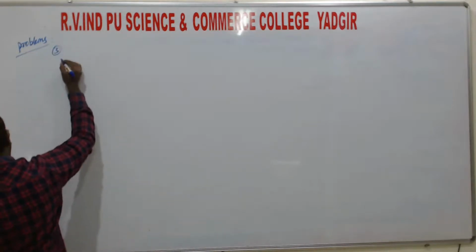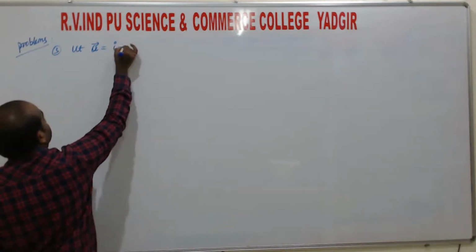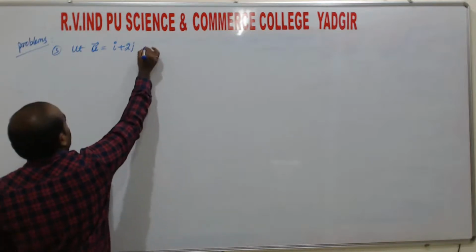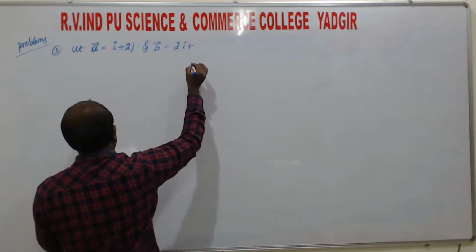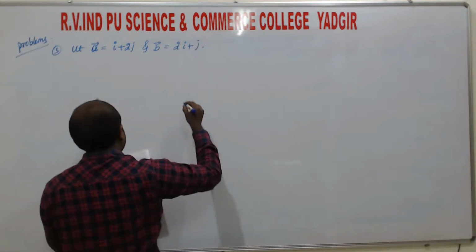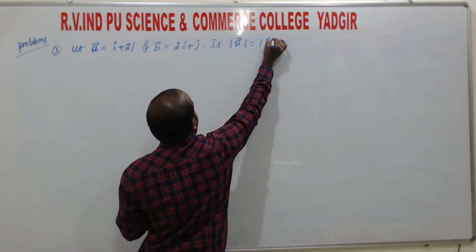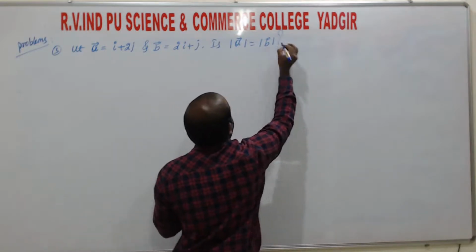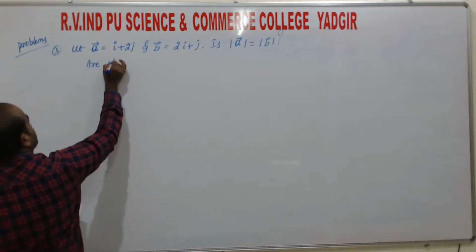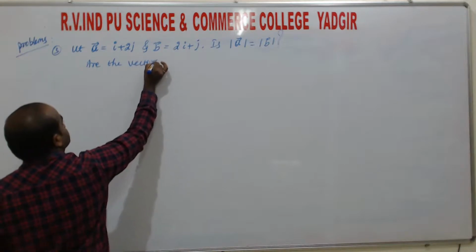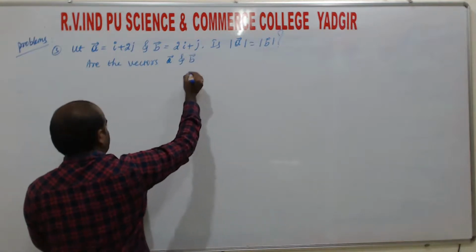Third question. Let a vector be i plus 2j and b vector be 2i plus j. Magnitude of a vector is equal to magnitude of b vector. Check it. Are the vectors a vector and b vector equal?